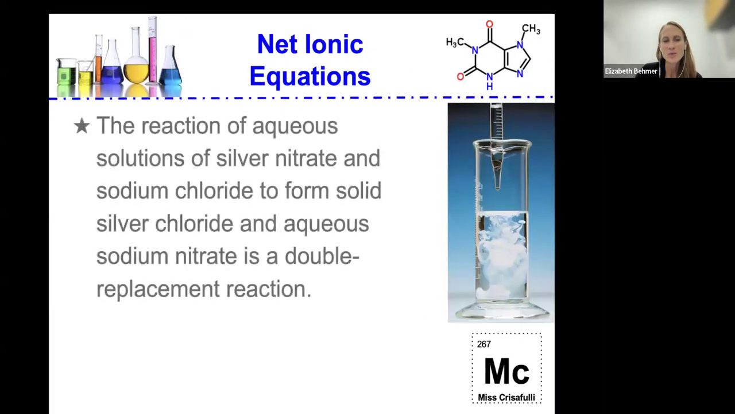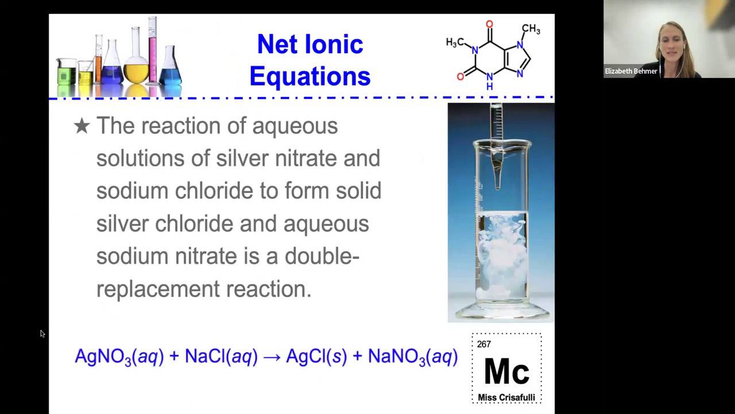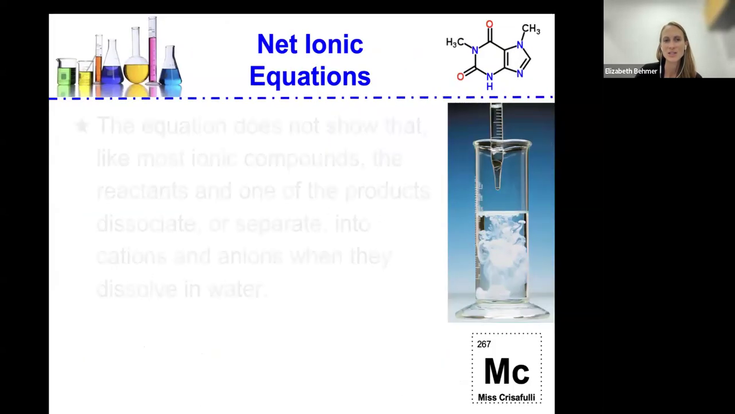The reaction of aqueous solutions of silver nitrate and sodium chloride, for example, will form solid silver chloride and aqueous sodium nitrate. That is a double replacement reaction. And this is how we can show this reaction. Aqueous silver nitrate plus aqueous sodium chloride will form a solid silver chloride and aqueous sodium nitrate. This is a double replacement reaction.